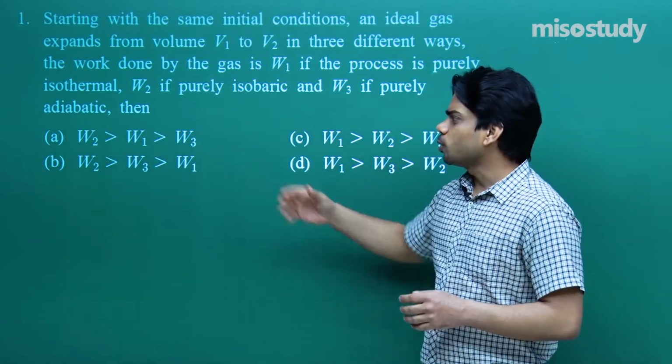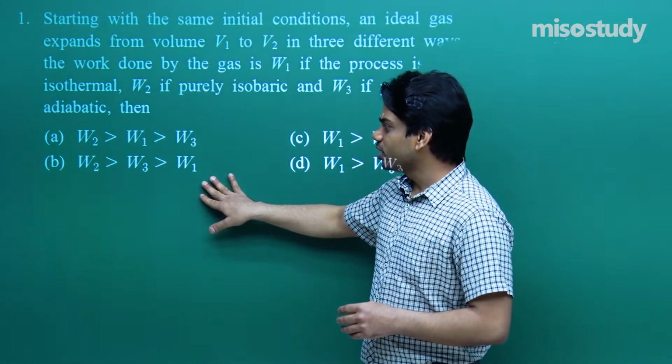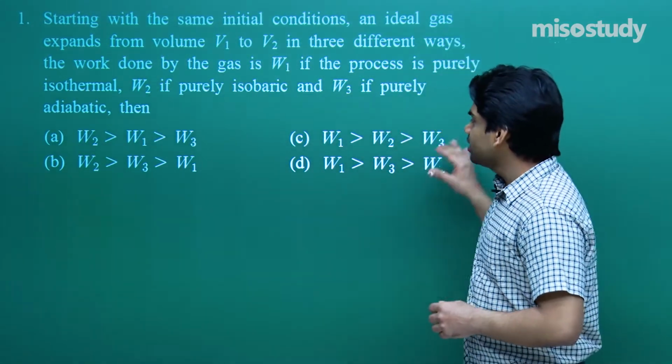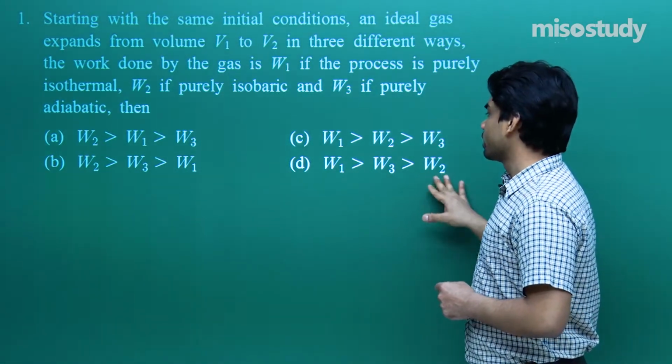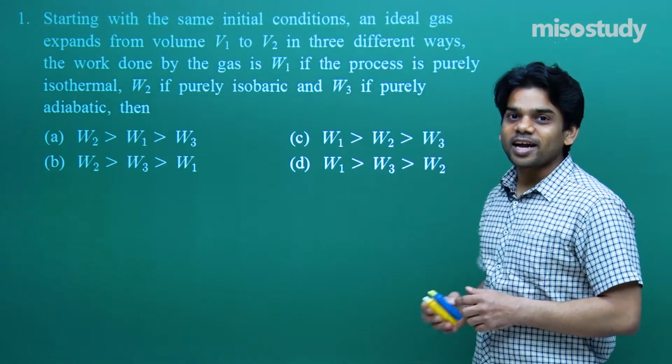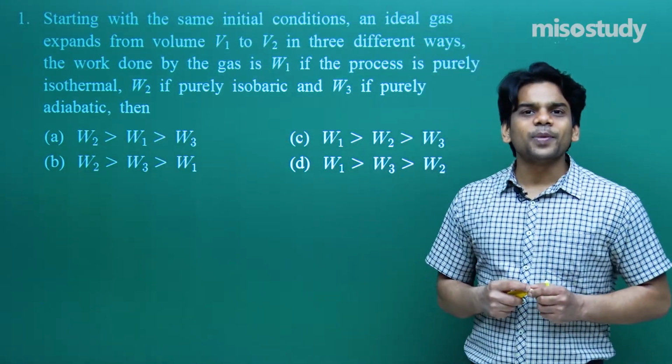Then the options: A, W2 is greater than W1 greater than W3. B, W2 is greater than W3 greater than W1. C, W1 is greater than W2 greater than W3. And D, W1 is greater than W3 greater than W2. So it's a jumbled kind of relation. So what can we do? We can apply the equations.